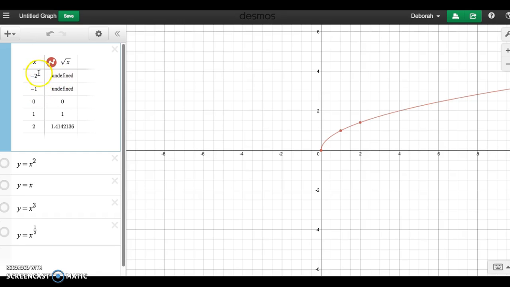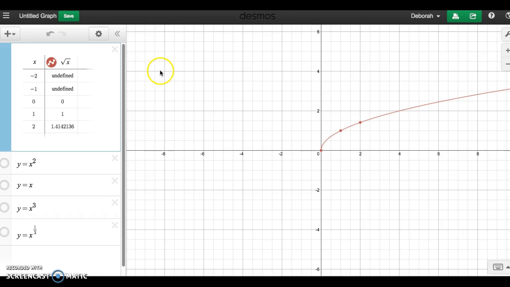I'm noticing here that my negative values of x all result in an undefined solution. Well, if you think about plugging in a number for x, we can't take the square root of a negative number or we'll get an imaginary solution. We can't plot imaginary points on a real coordinate plane. And so those possible x values are not included in the domain of the function. In this case, our domain would have to be all x values greater than or equal to 0.